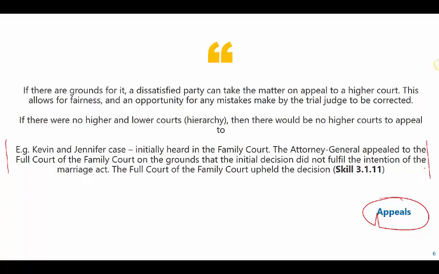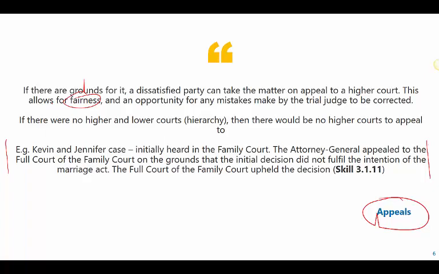This allows for fairness, and we start thinking about our principles of justice, because if perhaps you feel like you have been treated without impartiality, so you have been treated unfairly, you have an opportunity for that mistake to be rectified in a higher court. If there were no higher and lower courts, so if we did not have a hierarchy, then there would be no higher courts to appeal to. This all works off the assumption that higher courts are essentially smarter. They're more experienced.